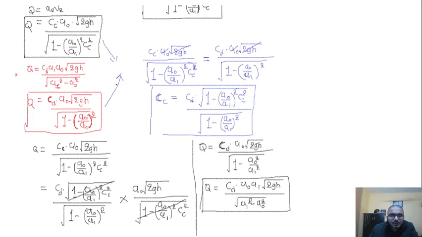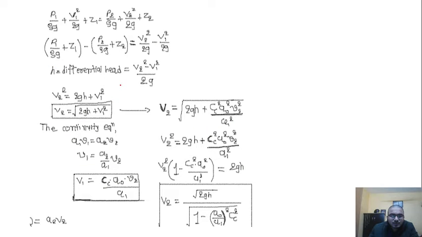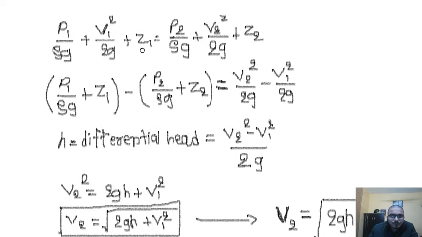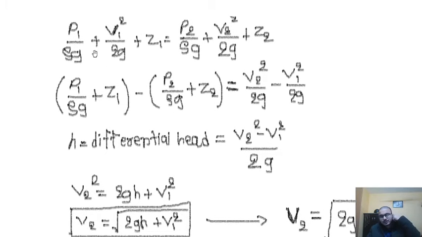And now we are going to derive the equation for fluid flow rate. So first we have applied the Bernoulli's equation here. As you can see, P1 by rho g plus V1 square by 2g plus Z1 is equal to P2 by rho g plus V2 square by 2g plus Z2. And here, upon further simplification, we obtain this term, that is P1 by rho g plus Z1 minus P2 by rho g plus Z2 is equal to V2 square by 2g minus V1 square by 2g.